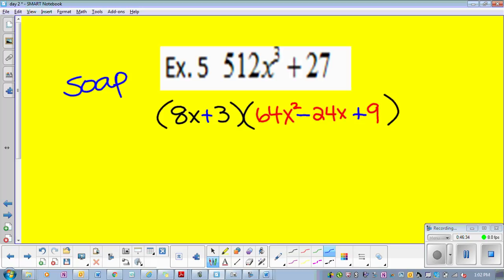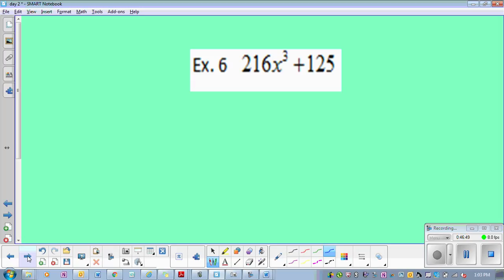This is where we see a lot of mistakes. If there's a number with that x, you have to square that number as well, okay? Not just the x. All right, let's try this one. Okay, you guys try this one too. Get me started. I'll set up the parentheses and you tell me what to fill in, okay?